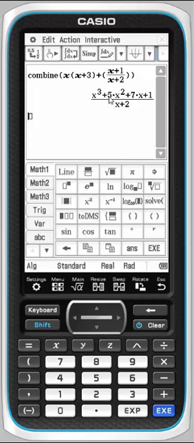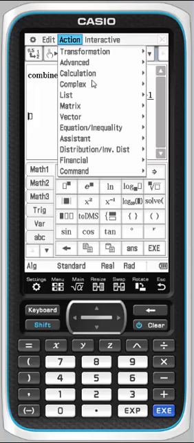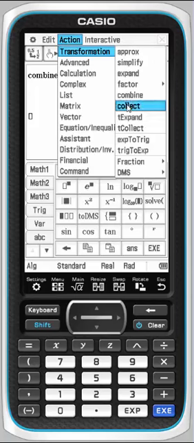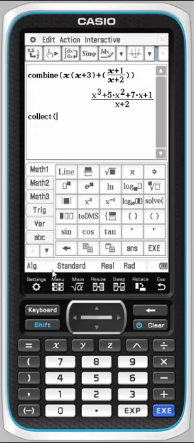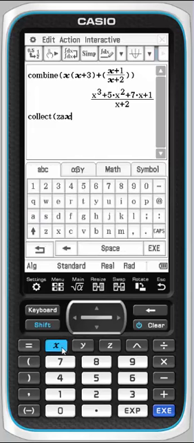Collect will rearrange an expression with respect to a specific variable. This is also somewhat useful. Combine and collect are near each other. Let's say I had AX squared. Whoops, I guess I got a Z in there by mistake. AX squared plus BX plus CX minus 15. It will default to assuming you want it to collect X. So when I press execute, you'll notice it pulls the X's together. So there's a BX and a CX, it just lumped it as B plus C times X.